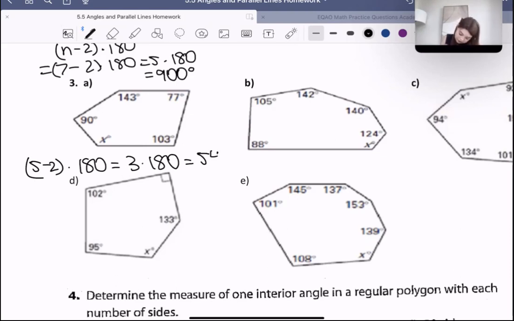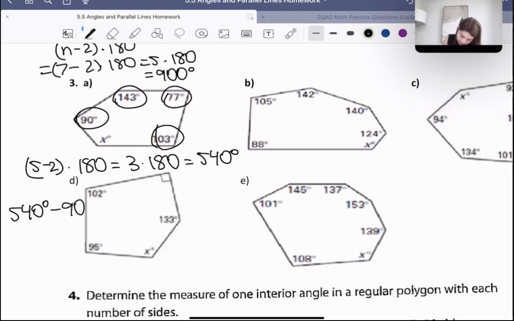540 degrees. Okay, so 540 degrees, and then we must subtract 90 and 143 and 77 and 103 to get the remaining, right? So 540 degrees minus 90 minus 143 minus 77 minus 103, and that's going to be our answer. So let's do it. Okay, 540 minus 90 minus 143 minus 77 minus 103. Punch that in your calculator and you will get 127 degrees. So that's going to be our answer for that one.